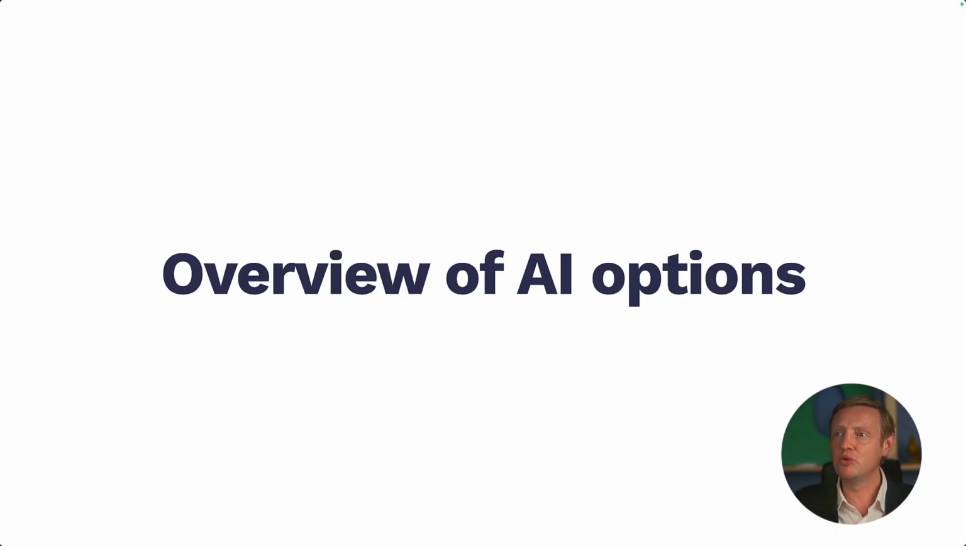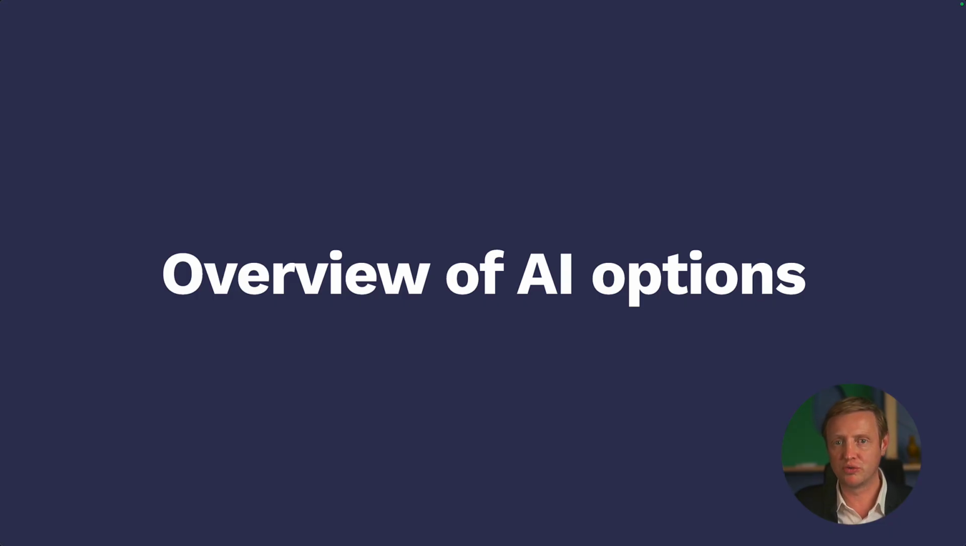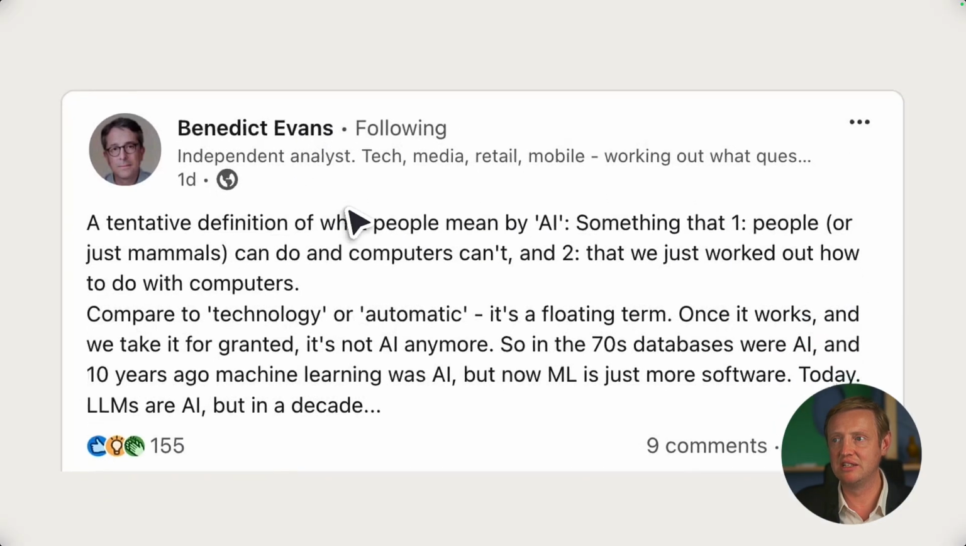So let's start by doing an overview of the AI options out there. And the first thing we did was, of course, to look at what Ben Evans had to say about the subject. Well, in the 70s, databases were called AI. 10 years later, machine learning was AI. But now, machine learning is just more of a software. And today, large language models are typically what people talk about when they talk about AI. 10 years from now, who knows?